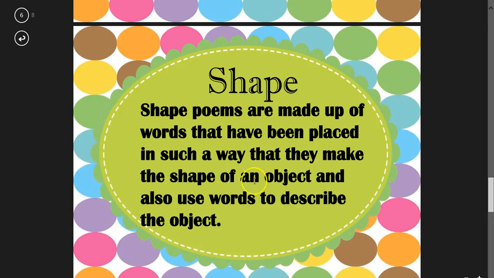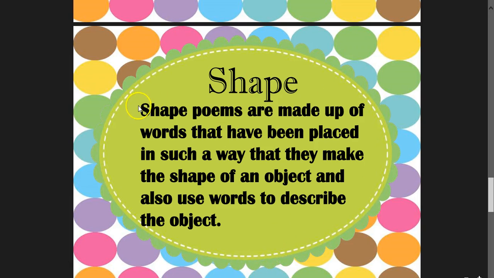Shape poems. Shape poems are made up of words that have been placed in such a way that they make the shape of an object and also use words to describe the object. For example, if you were writing a poem about love, you could make the words so that they were in the shape of a heart. I'm kind of drawing a heart on the screen.